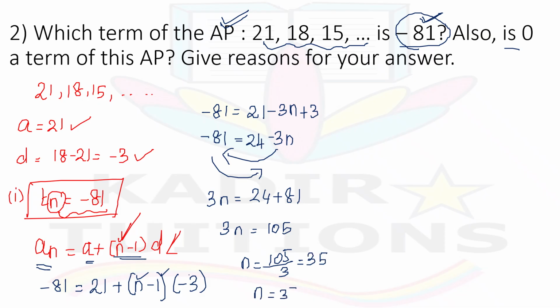Which term is actually minus 81? The 35th term of this AP is going to be minus 81. So the first part of the question got over. Now what is the second part? Whether 0 can be any term of this AP.